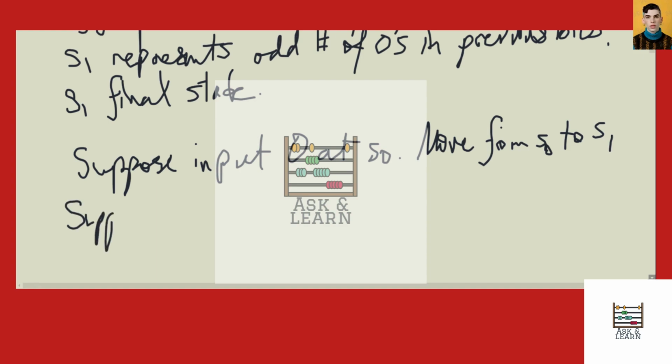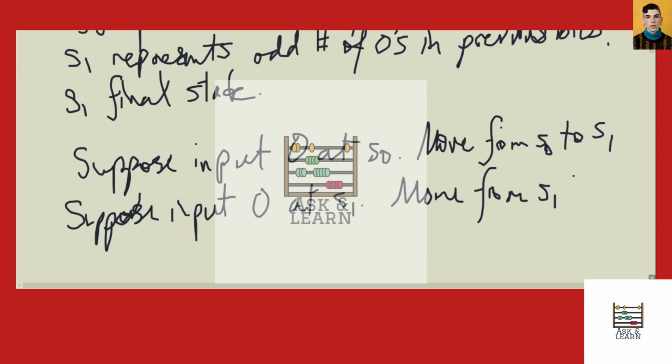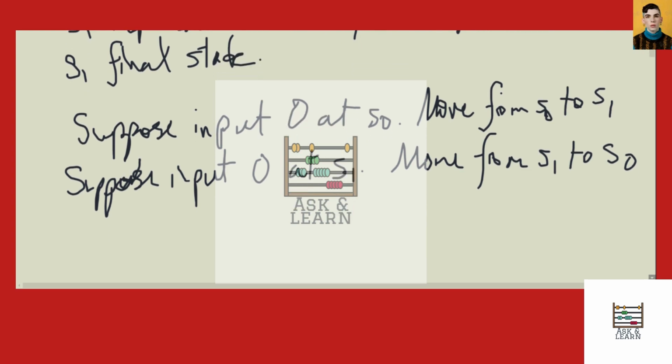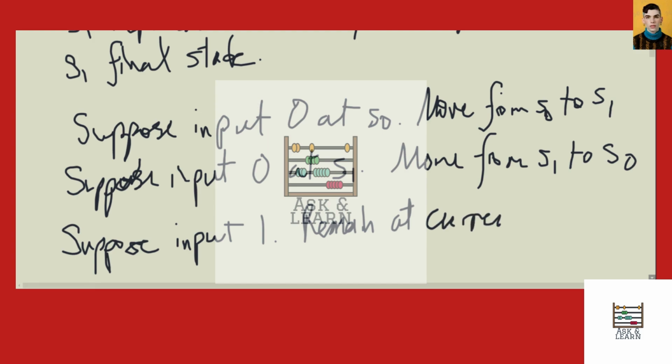Likewise, suppose that the input is 0 at S1, then we're going to move from S1 to S0, because the total number of zeros at S1 was an odd number. Since we're adding one more, now the total number of zeros is an even number. And finally, suppose that the input is 1 at either state, then we're just going to remain at their current state, since the number of zeros doesn't change.